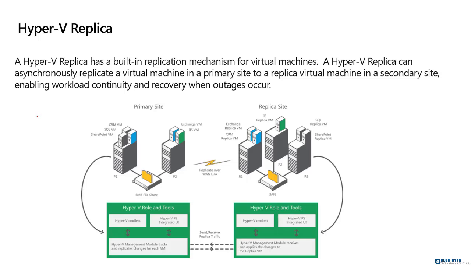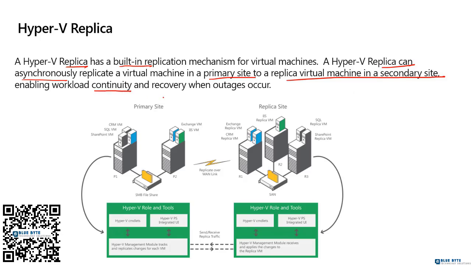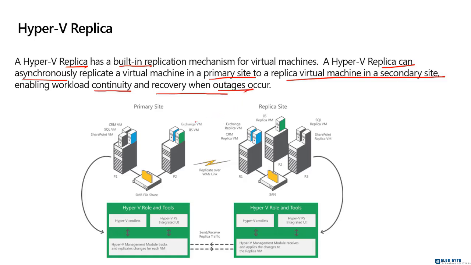One of the most interesting technologies in Hyper-V is Hyper-V Replica. This is natively built into Hyper-V, and it's a mechanism that allows you to replicate virtual machines. It will replicate asynchronously from a primary site to a secondary site. The advantage of this is you have continuity and recovery capability. So if there's any type of outage, if there's a site failure, you can simply use the VM in your replica site and your users can still access data, you can still deliver services.